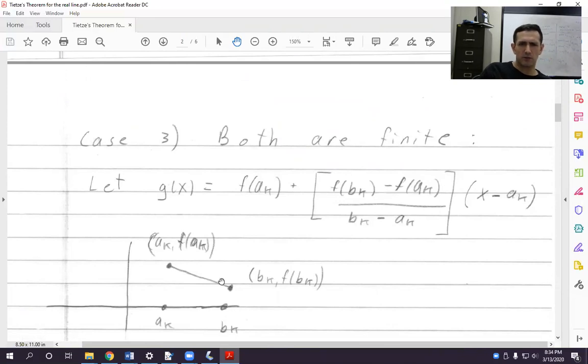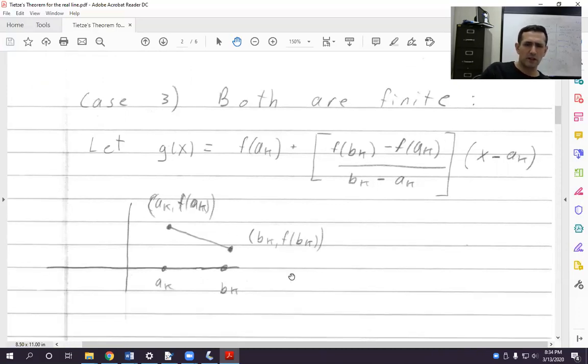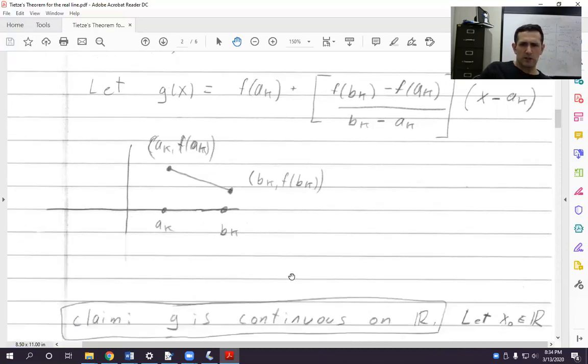So g(a_k) is this left endpoint. g(b_k) is this right endpoint. So this is the secant line. Okay, so I claim that g, defined in this way, is continuous on R.